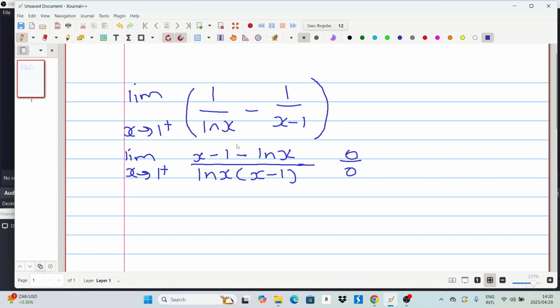So what we can do is take the derivative of the top part and the derivative of the bottom part. So the limit as x approaches 1 plus. Here, what is the derivative of x? x is going to give us 1. The derivative of the constant minus 1 is 0. And then the derivative of ln x is 1 over x, so we're going to have minus 1 over x here.